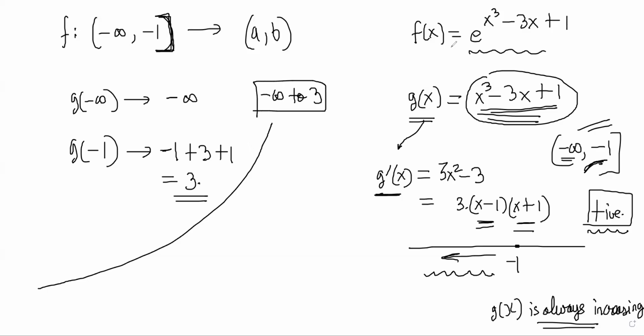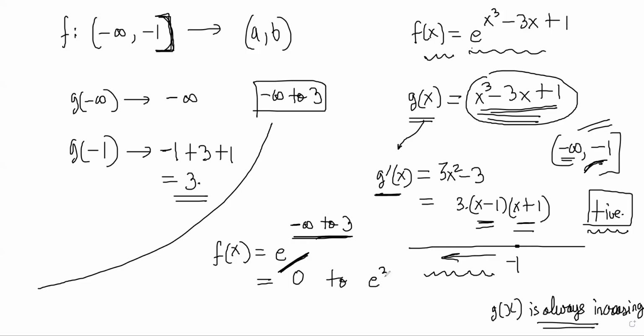But what was f of x? f of x was e to the power g of x, right? Do you understand what I'm saying? These values are -infinity to 3. So the f values will be, the lowest will be e power -infinity, which is 0, and the highest will be e power 3, right?